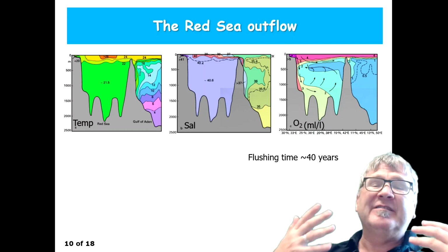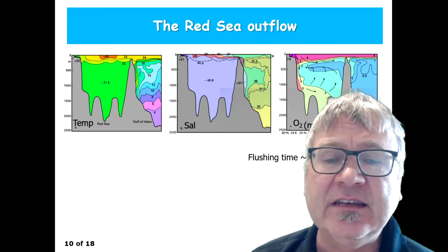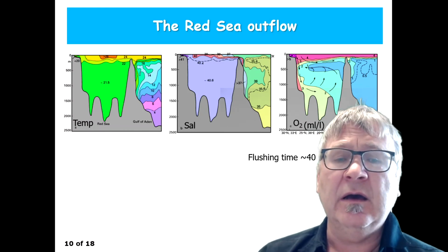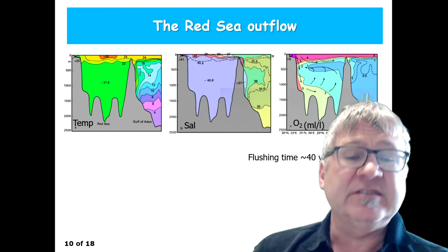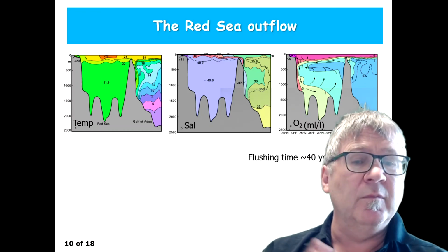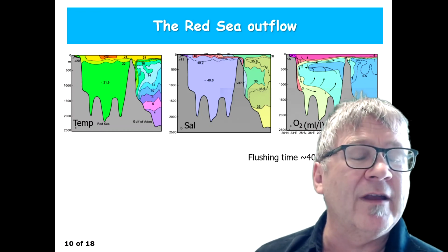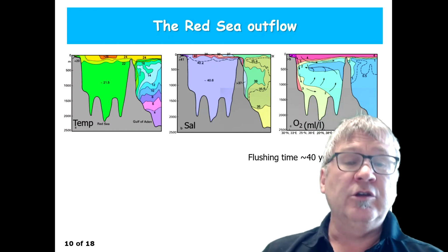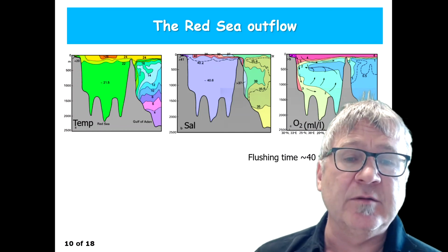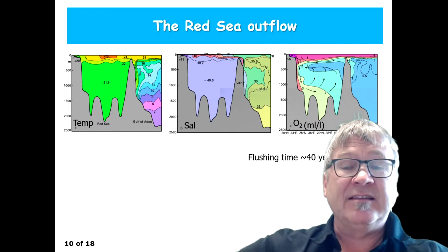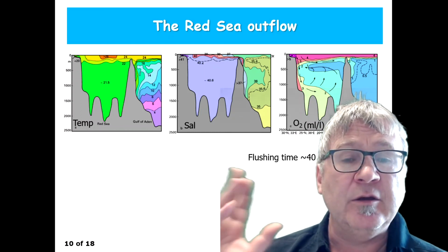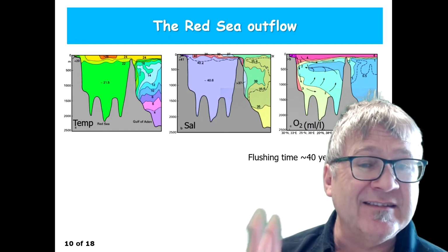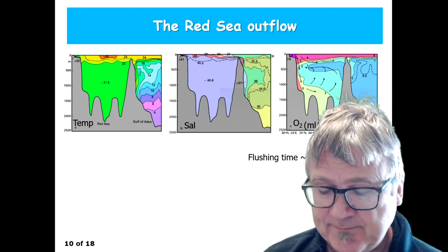The flushing time of the entire Red Sea is about 40 years. Very, very long time it takes to replace the volume. This is what flushing time is. Okay, so you know what the inflow of water is that comes from the Indian Ocean. You know the volume transport associated with this. And if you know, you can work out the entire volume of the Red Sea, and then you work out how long it takes to refill the entire Red Sea. Okay, 40 years. All right.